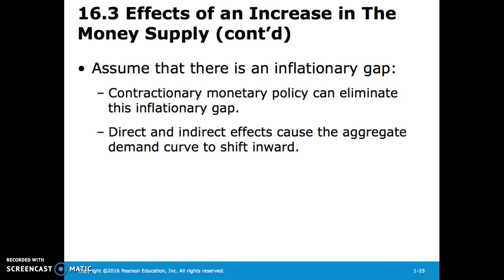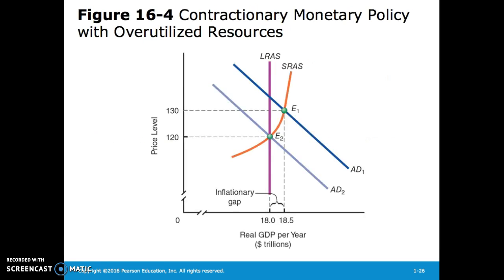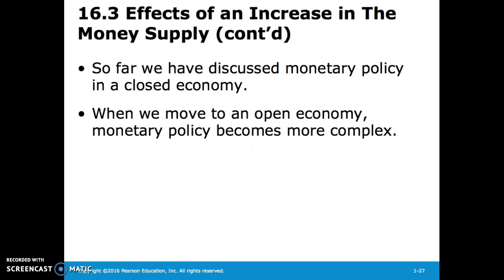What about an inflationary gap? Contractionary monetary policy can eliminate this gap. Direct and indirect effects cause the aggregate demand curve to shift inward. Similarly, this shift inward brings us back to our long-run aggregate supply curve intersection, such that our inflationary gap is taken care of. So we've considered all of this within a closed economy, but when we move into an open economy, monetary policy becomes more complex.